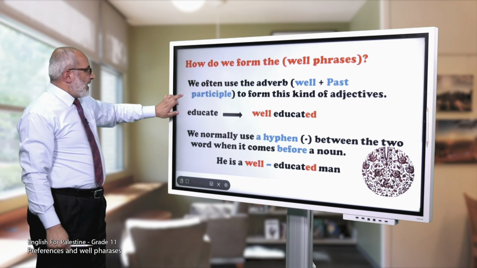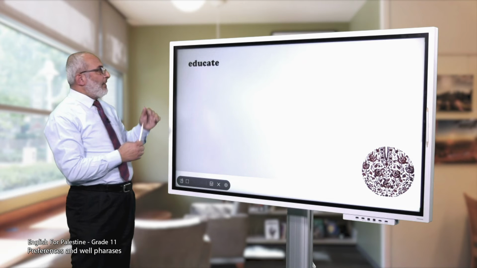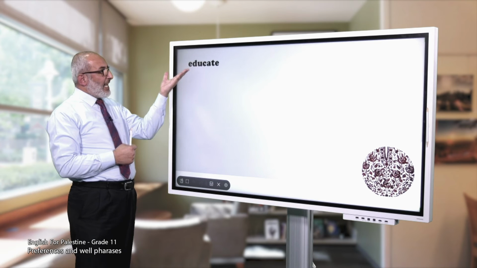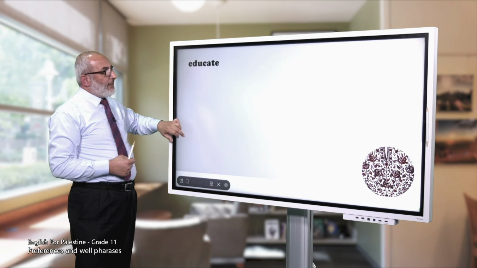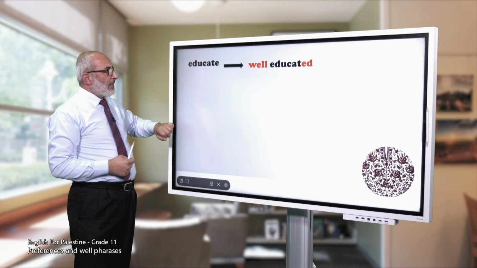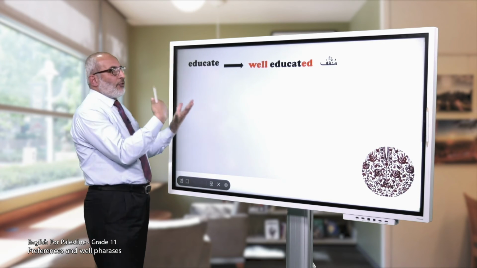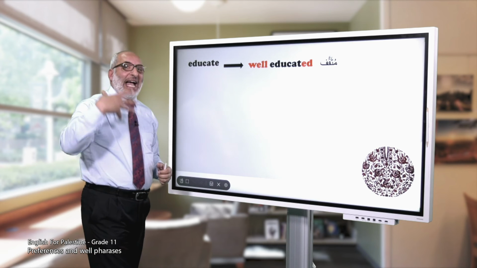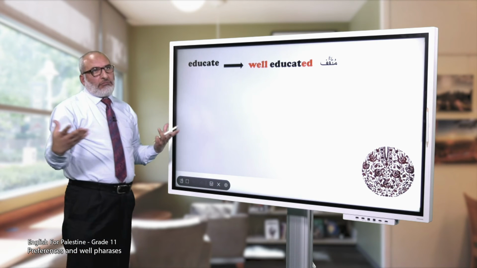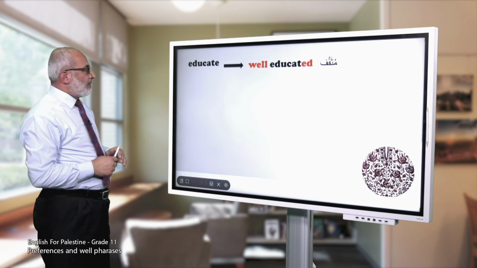Here today in our lesson, we have a group of phrases with well. The first one is educate, the verb is educate, and the adjective or the phrase is well-educated. In Arabic it means mutaqaf, someone who has degrees in a certain subject.